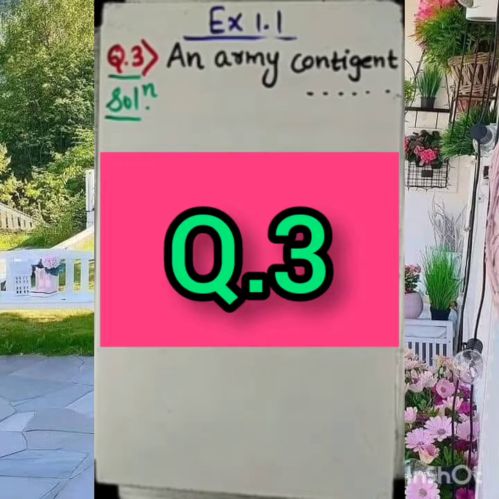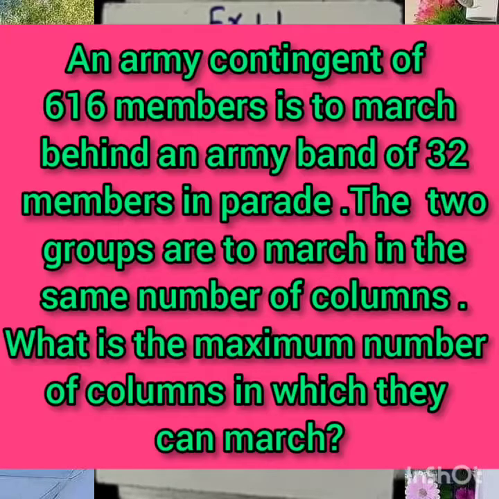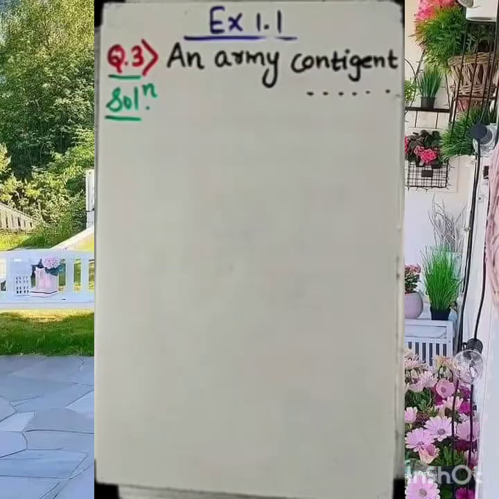Dear student, question number 3 on your screen. The question is, an army contingent of 616 members is to march behind an army band of 32 members in parade. The two groups are to march in the same number of columns. What is the maximum number of columns in which they can march? This is the question. So here we have to find the maximum number of columns, right?